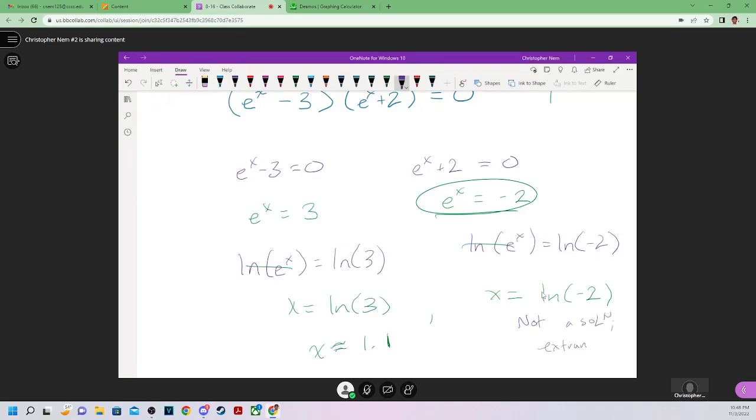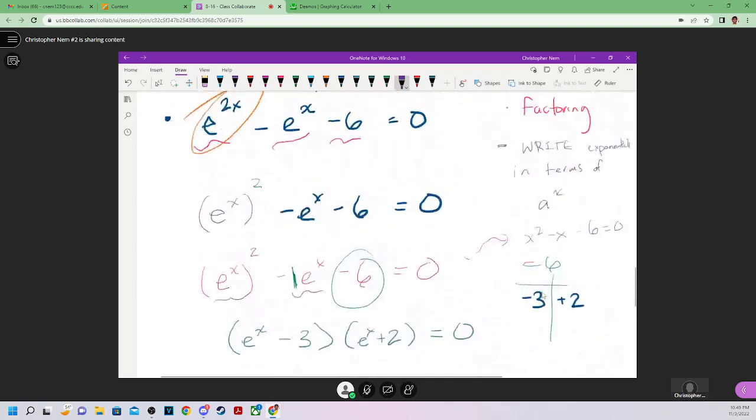Extraneous. If you remember that word, it's an extraneous solution in particular. It's a solution that algebraically works out, but if I plug it back in, it does not work. So your solution in this case is x is approximately 1.1. So you got to be sure you're able to do that.